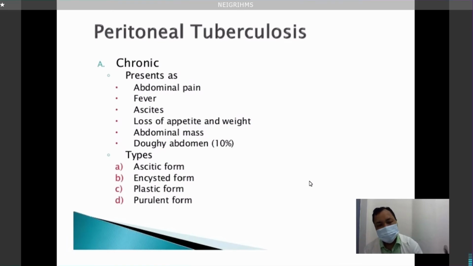In the chronic form also, the patient can present with pain. There can be loss of appetite, or sometimes we call it doggy abdomen, where there can be multiple intraperitoneal interloop adhesions between the bowels, okay, that may lead to the doggy sensation. Or otherwise, there can be an ascitic form, or encysted, or the plastic, there's a cocoon, or purulent form of tuberculosis.